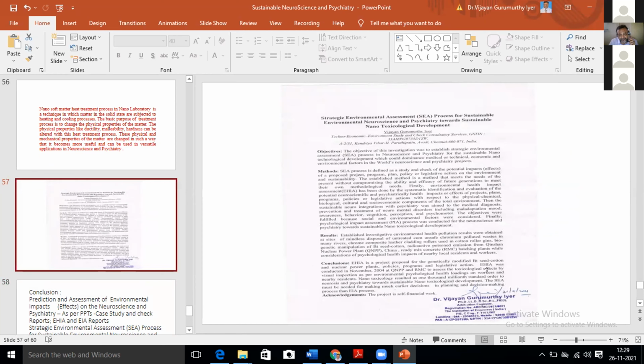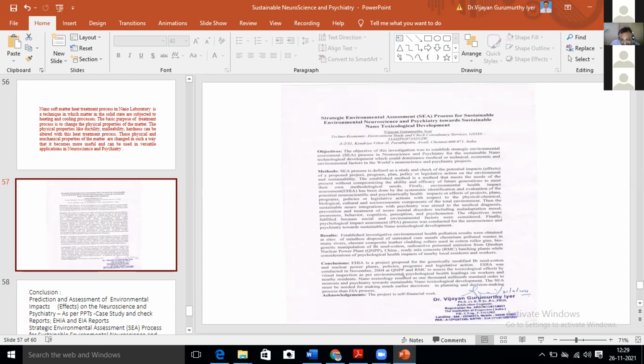Now, EHIA is a project proposal for genetically modified BT cottons and nuclear power plants, policies, programs, legislative actions. EHIA was conducted in November 2004 at Queensland National Power Corporation to assess the toxicological effects by visual inspection as per the environmental, psychological, and physiological health loadings on workers and nearby residents.